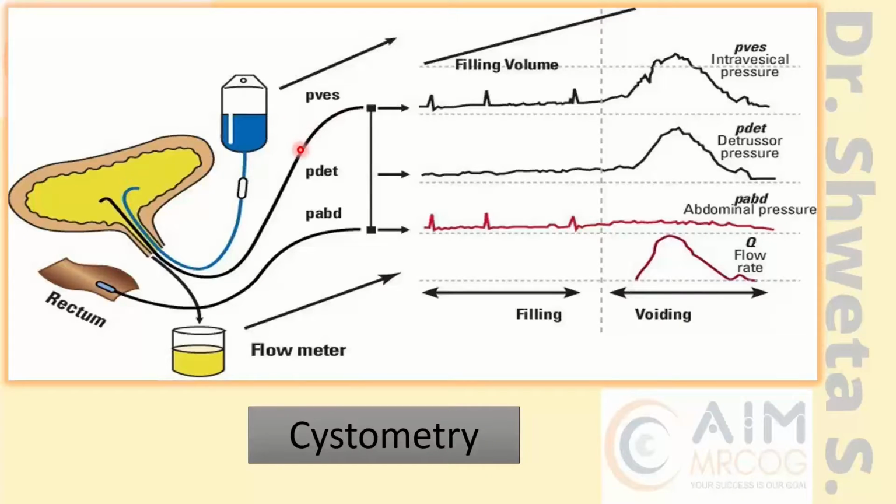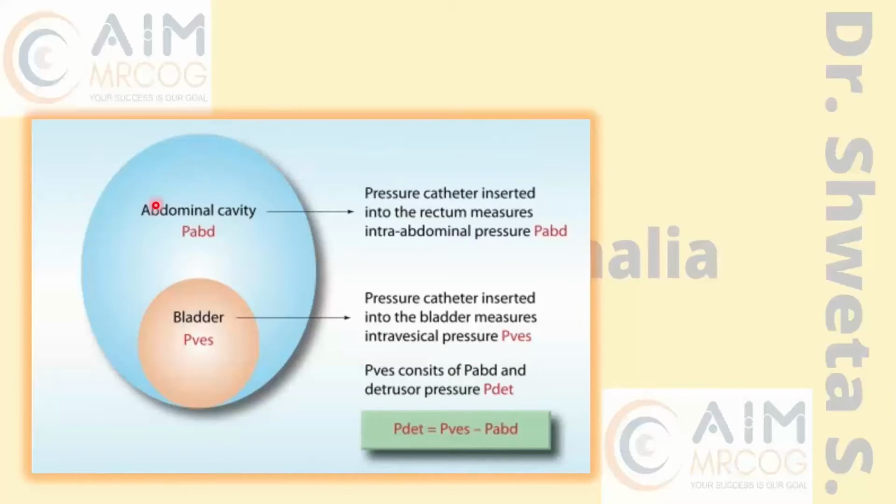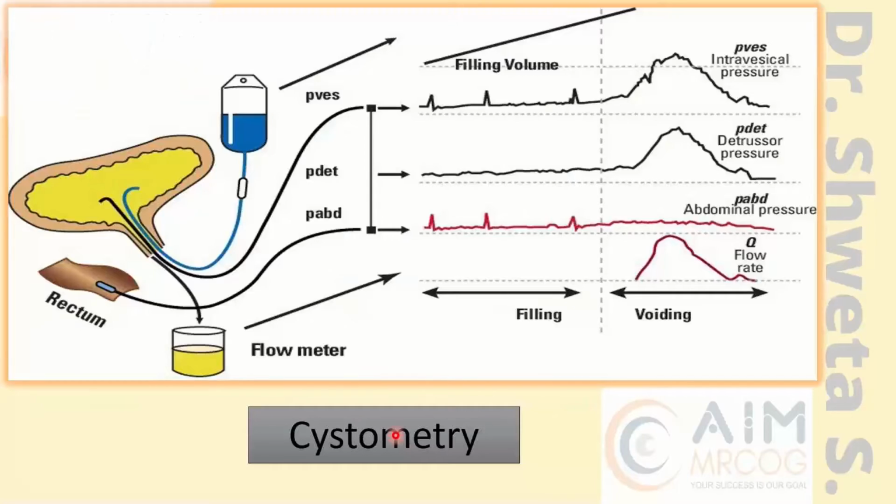This is very important to understand, how Pdet comes. If you see, the abdominal cavity pressure is Pabd, bladder pressure is Pves, and Pdet is Pves minus Pabd. So it is calculated. Pdet depends on these two pressures. It comes by deduction of abdominal from the vesical pressure. So remember that Pves is the biggest one, and from that you have to deduct the abdominal pressure to get the detrusor pressure.